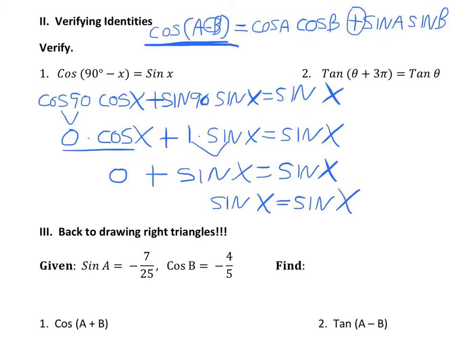So these problems, if you have to use sum and difference formulas to verify, they're actually very easy. Just use the sum or difference identity that goes according to whatever trig function you have, and eventually you'll get it to equal that right side, which in this case was sine of x. So that's pretty much it. That's how you do number 1.